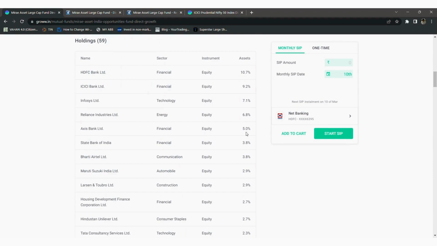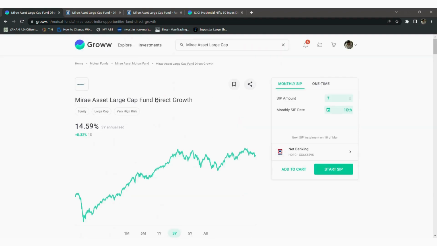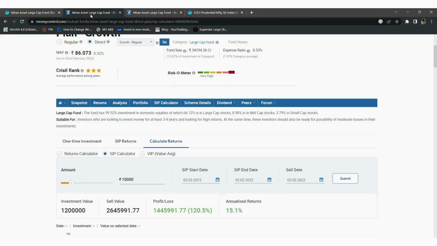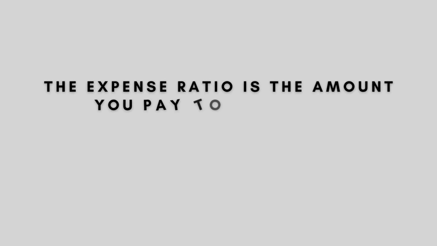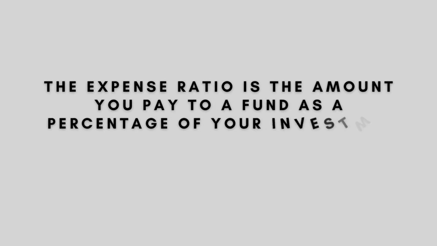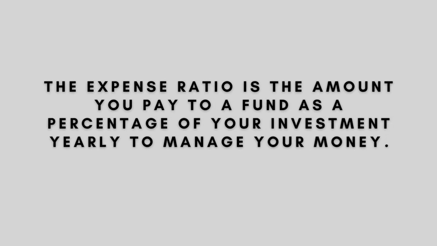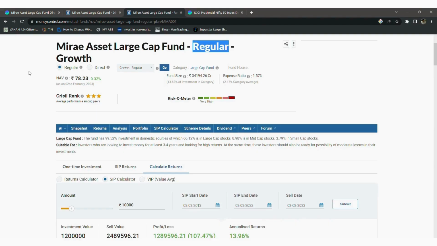Coming back to the name of the mutual fund, we will see what direct means. Most of the mutual funds have direct and regular funds. If we compare the direct and regular fund of a mutual fund, we will see that most of the details are the same except the expense ratio. The expense ratio is the amount you pay to a fund as a percentage of your investment yearly to manage your money. So let's explain this with a practical example.